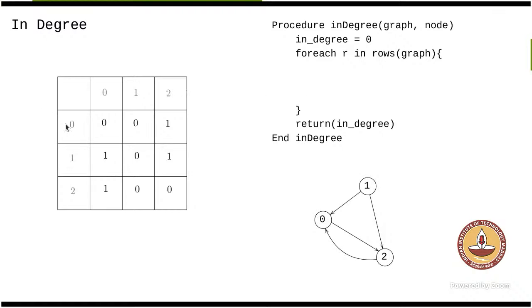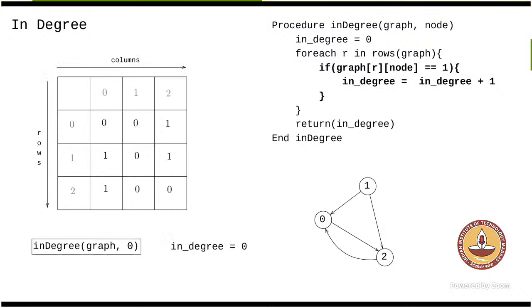So for each R in rows of graph, if there is an edge coming into the node, so graph of R node is equal to 1, in degree is incremented. Let's look at in degree of graph comma 0. From the figure here, we can see that there are two incoming edges: 1 to 0, 2 to 0. If you look at the matrix, you look at column 0, and then what comes to 0? 0 to 0, there is no edge. 1 to 0, there is 1. 2 to 0, there is 1, right?